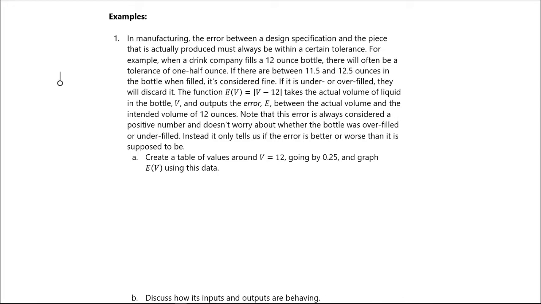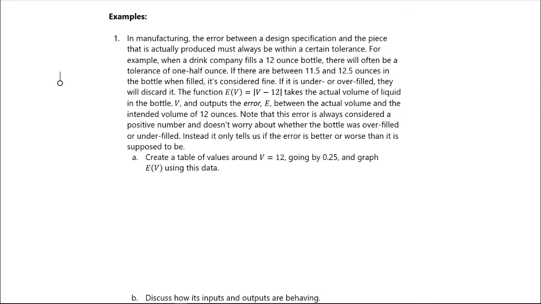We can use the function E of V equals the absolute value of V minus 12, close absolute value. It takes the actual volume of liquid in the bottle, V, and outputs the error, E, between the actual volume and the intended volume of 12 ounces. Note that this error is always considered a positive number and doesn't worry about whether the bottle was overfilled or underfilled. Instead, it only tells us if the error is better or worse than it is supposed to be.